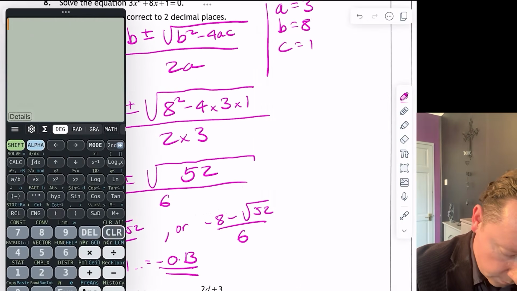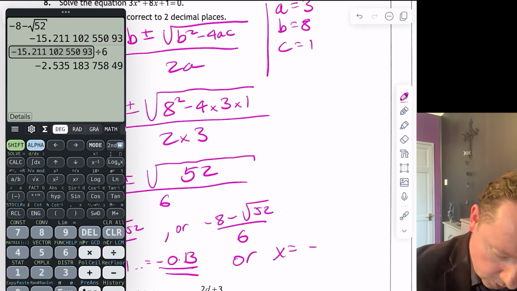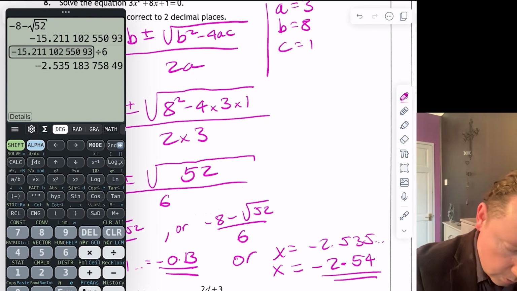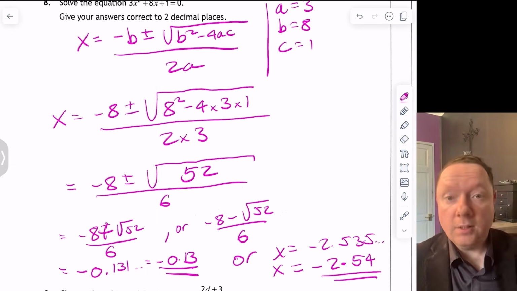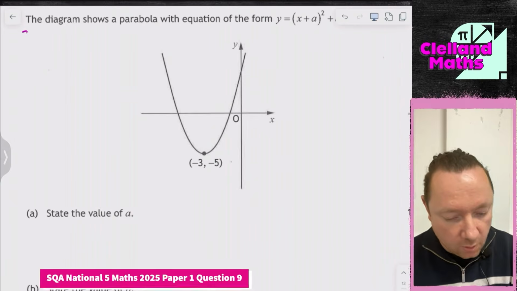Second answer, minus 8 minus root 52 all over 6, or x equals minus 2.535, or a bunch of other numbers, but to 2 decimal places, that's minus 2.54. And we're done there.